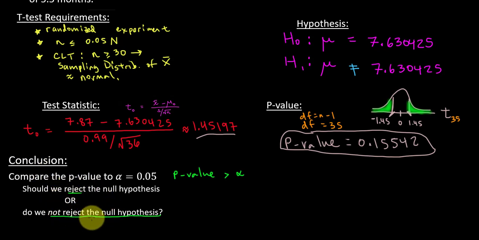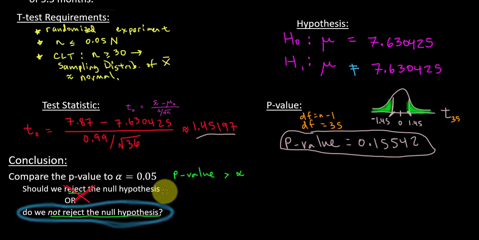Okay, if you haven't figured it out, pause this video. But remember, when the p-value is low, the null must go. So here, our correct conclusion is going to be that we do not reject the null hypothesis. This is our correct conclusion based on our p-value.